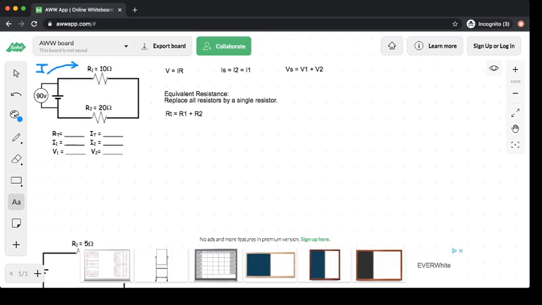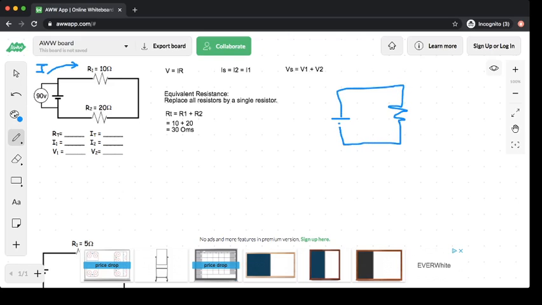We can use this to solve for different values in our circuit. I'm obviously missing some stuff, but RT is equal to R1 plus R2, so my total resistance is just going to be equal to 10 plus 20, which of course you don't even need a calculator, is 30 ohms. So I've got a total resistance of 30 ohms. What that means is I could take this circuit, with my voltage source, and replace the resistors with a single resistor.